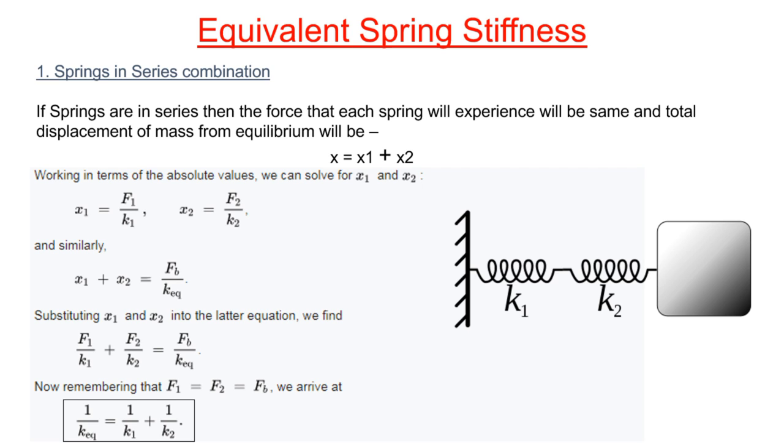Now first consider the first condition, springs in series combination. Consider the diagram. In that, one mass is attached to two springs which are in series, that is, K1 and K2 are connected one after another. Therefore these two springs are in series, where K1 and K2 are the spring stiffnesses of these two springs.